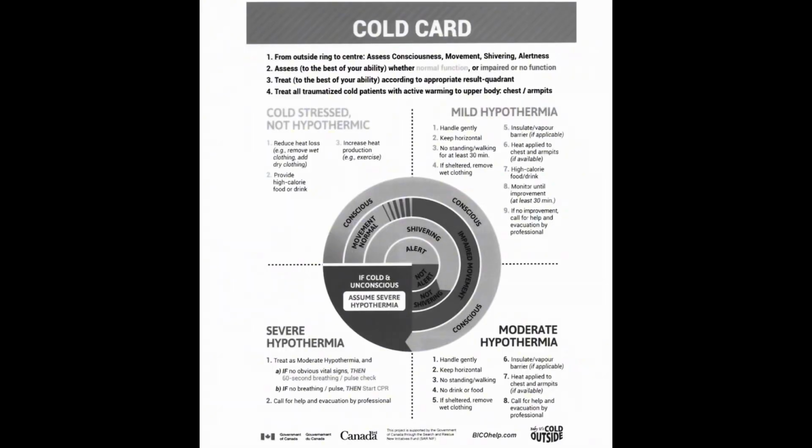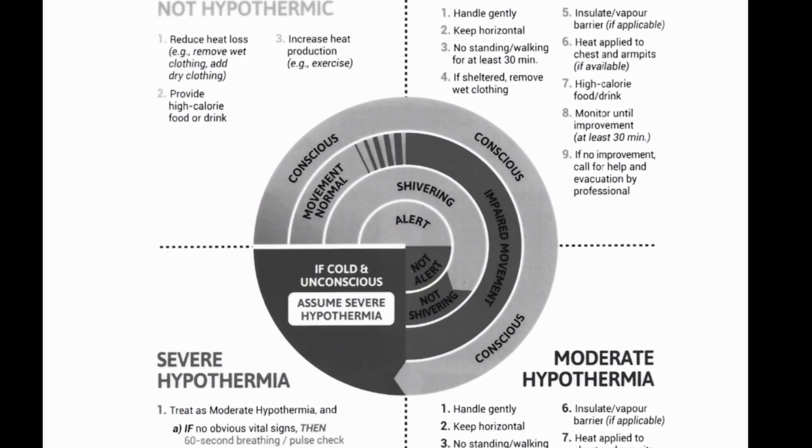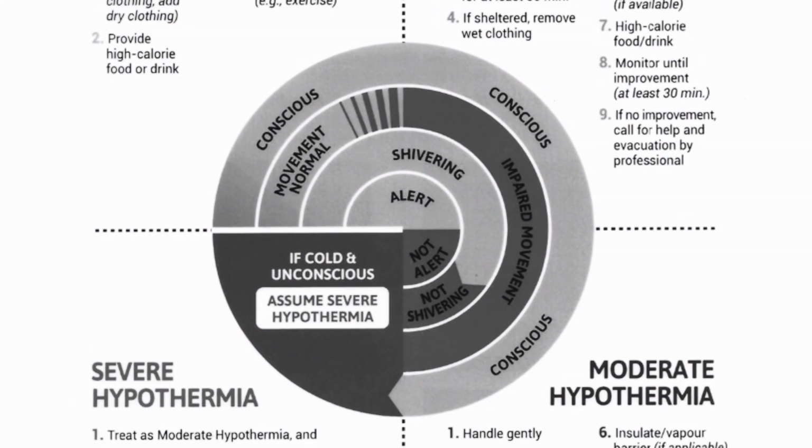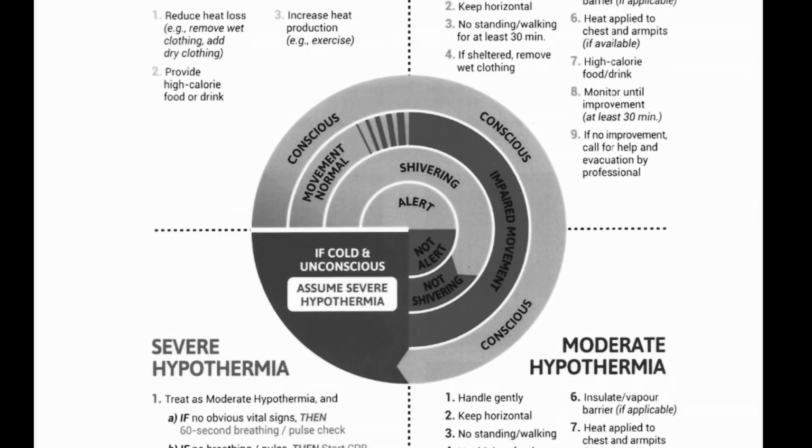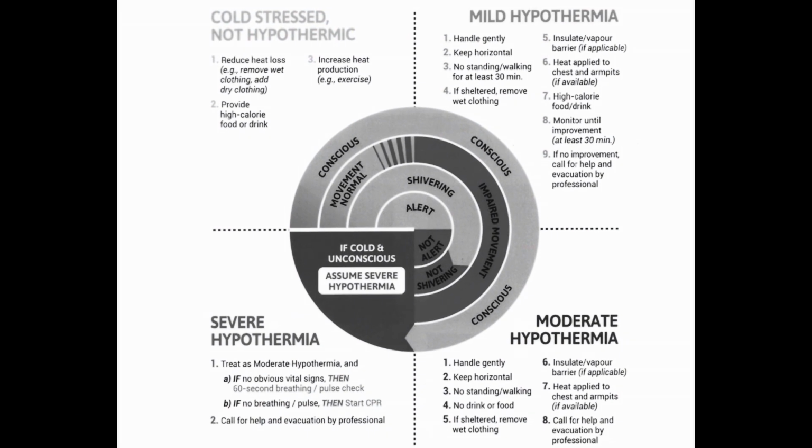This is a cold card. With this, we can easily identify the hypothermic casualties, and based on the severity, we can just treat them in the field. So just take a screenshot if you need. You see there are 4 circles in the middle, and also the card has 4 quadrants.